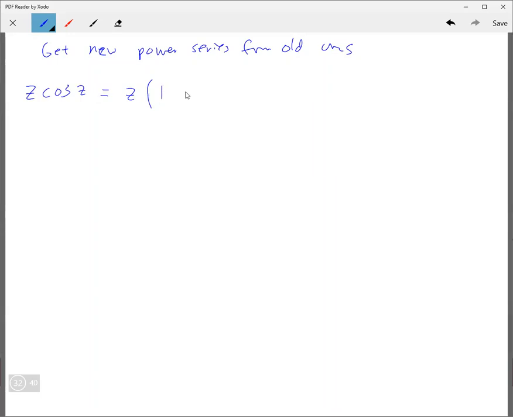1. Yes. Z squared over 2 factorial. Z to the 4th. Yes. 4 factorial. And then, is that right? And then so what you could do is you have this z right here.